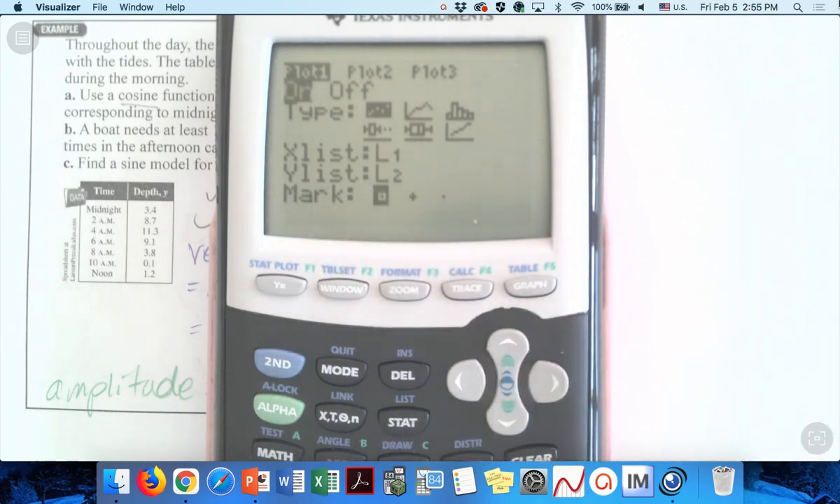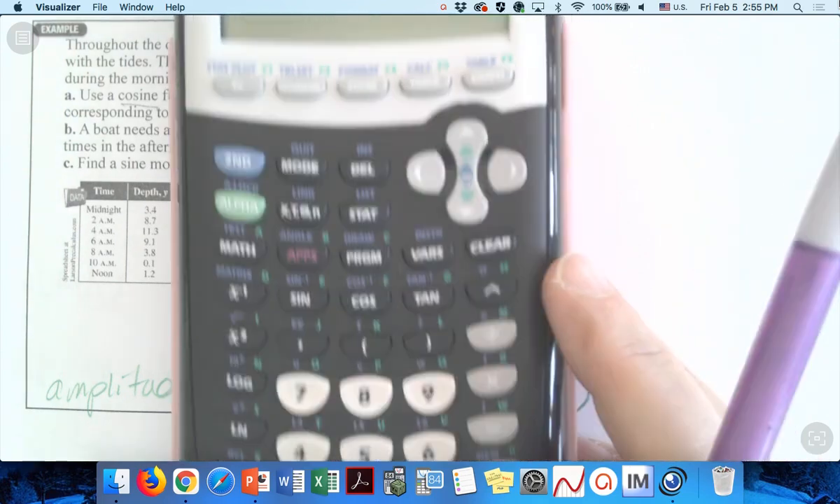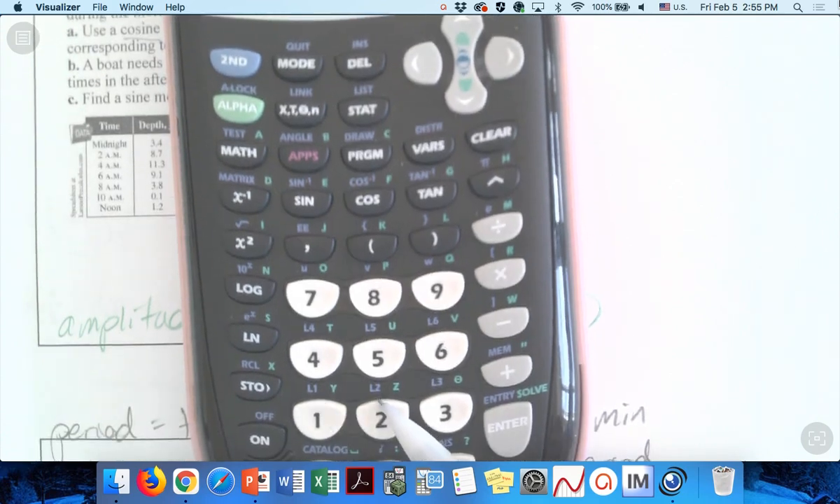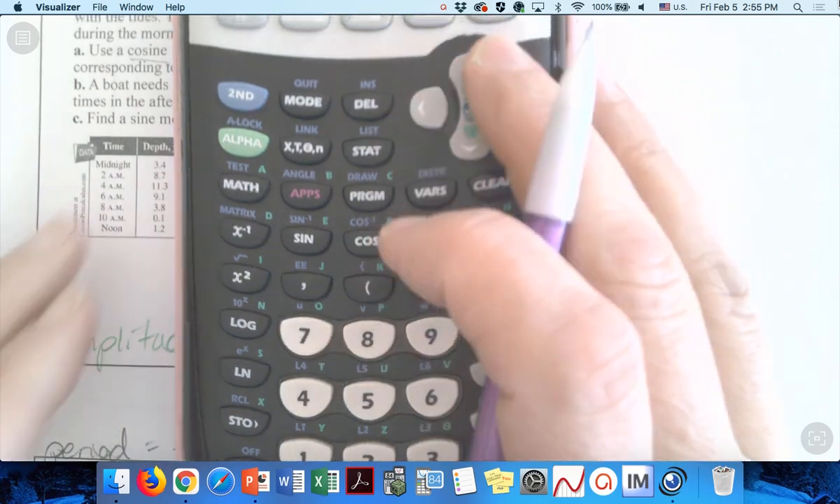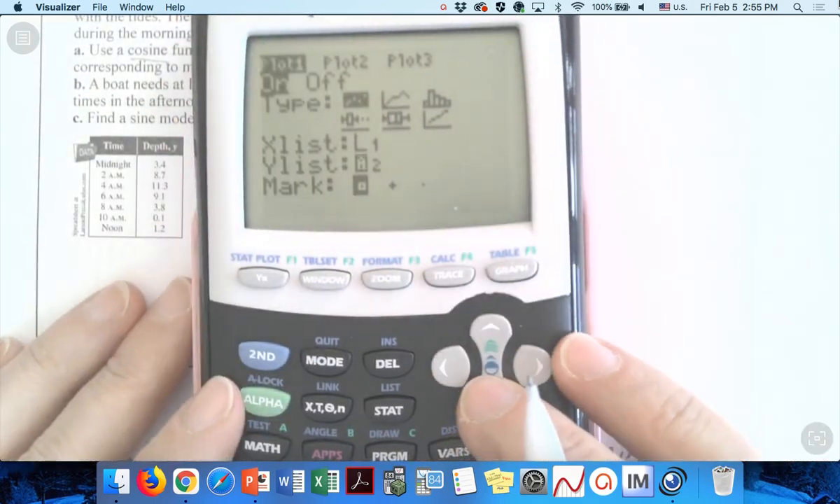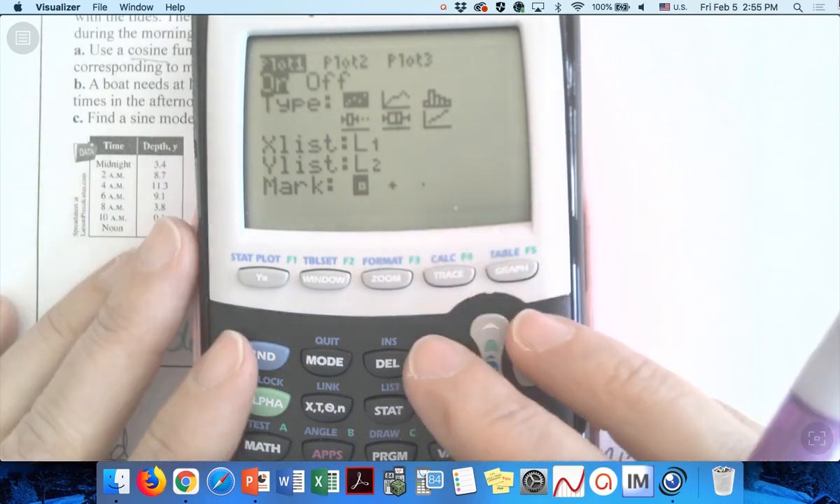Now, if I had put my data in like L5 and L6, you see on your keyboard, above the 1 button, you've got L1, and then above the 2 button is L2. So that's how you can call up different lists if you needed to. But I want what I already have as my default. And then for the mark, you can have these little squares or these little plus signs, these little dots. I just leave it as a little mark there.